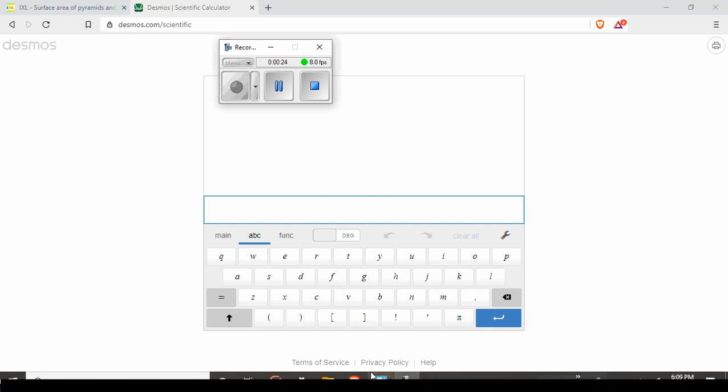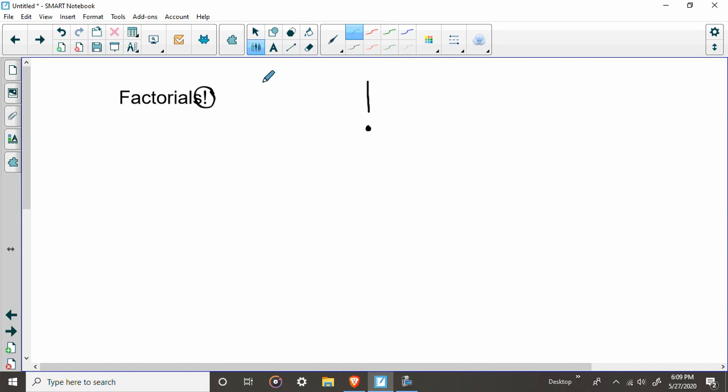Okay, so what is a factorial? Now we'll get into what we're using it for. I'll give you the basic idea right now. It's a way to shorthand write a type of multiplication problem.